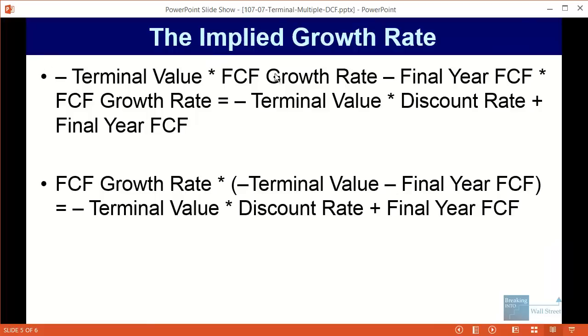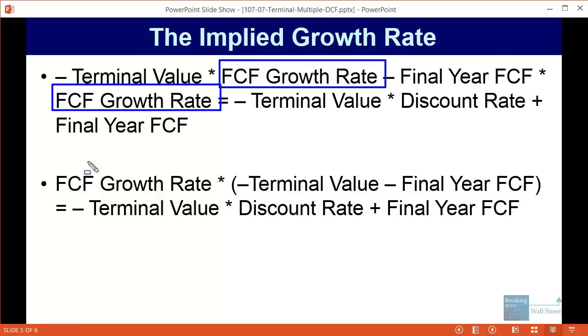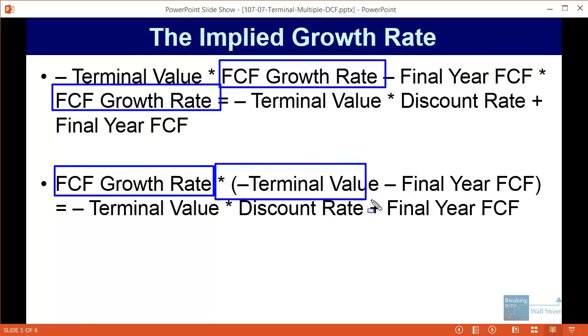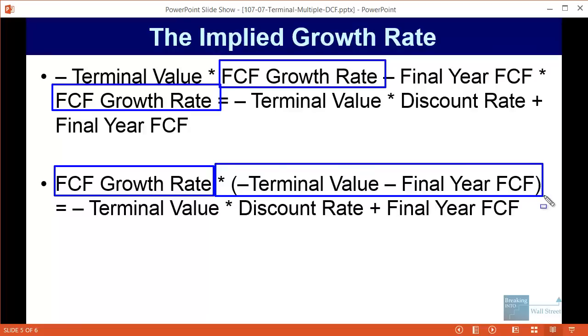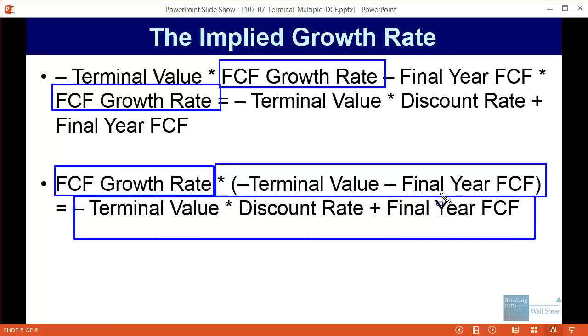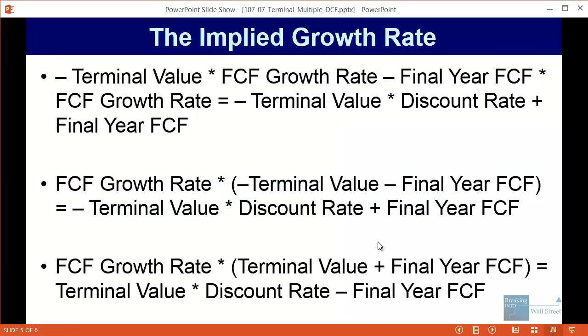Since the left-hand side of the equation has this common term of the free cash flow growth rate, we can separate that out right here, and then we can multiply by the negative terminal value minus final year free cash flow. So we're really just grouping these and using free cash flow growth rate for our common term. And then on the other side, we haven't changed anything. It's still minus terminal value times the discount rate plus final year free cash flow. So we've grouped the left-hand side.